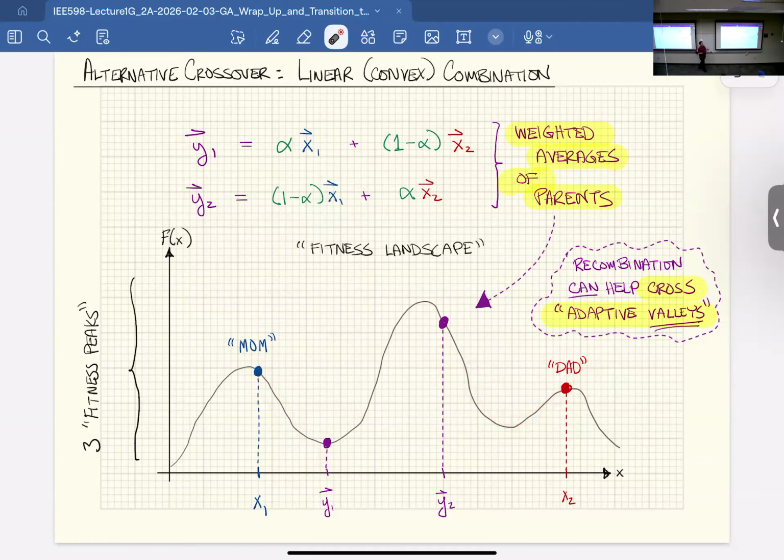So if you have lots of diversity to start with, recombination allows you to jump through the space in ways that mutation can't. But once you have little diversity in your system, recombination doesn't help. At least this linear recombination. But we're going to see this also applies to the discrete.